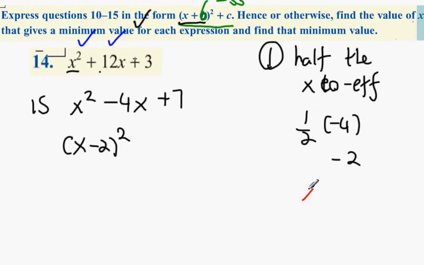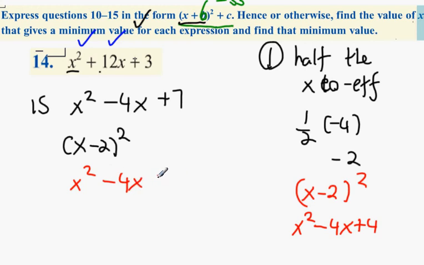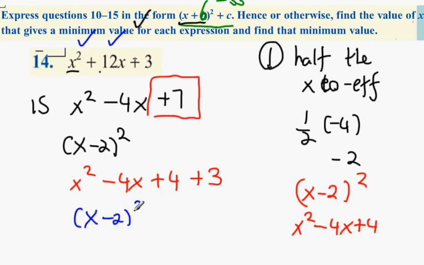Now, what is (x - 2)²? (x - 2)² is x² - 4x + 4. So what we're going to get here is x² - 4x + 4. We don't have plus 4, we actually have plus 7. How do I rectify that? Plus 3 at the end. Change it back to (x - 2)², which accounts for all this part here, and then it's plus 3.